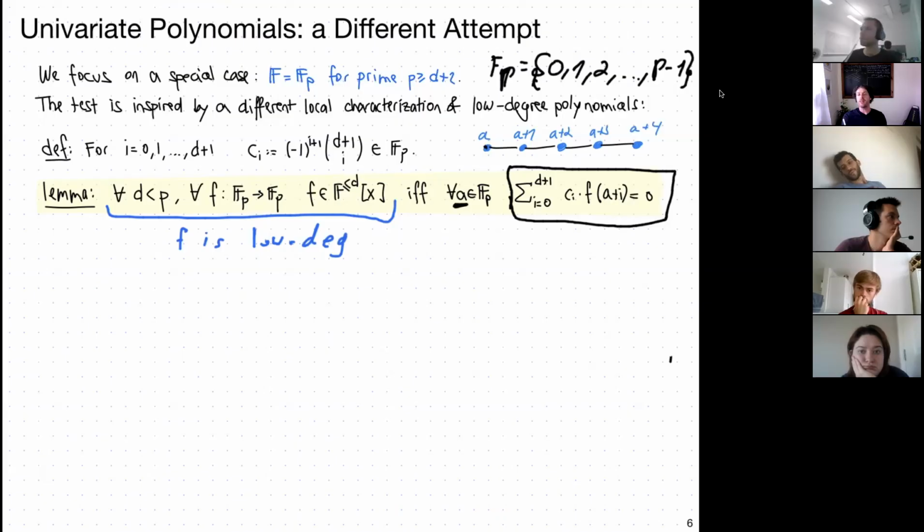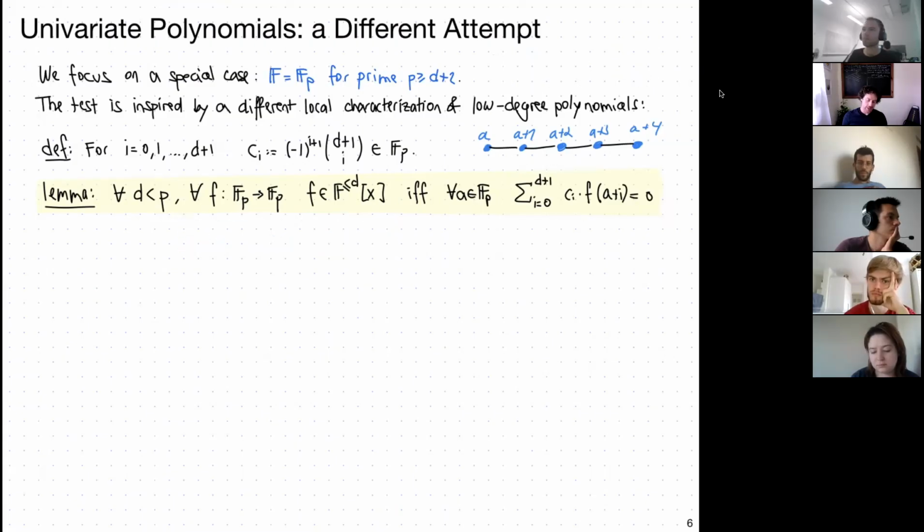So, we can start at 7, and then we look at 7, 8, 9, 10, and 11. And we just look at the evaluation of the function on these consecutive points, right? And somehow the magic of low degree, the structure of low degree polynomials, tells us that you can have a linear combination of f1 plus f2 plus f3 plus f4, and if you weight it correctly, then it would always be 0, right? It's a nice property.